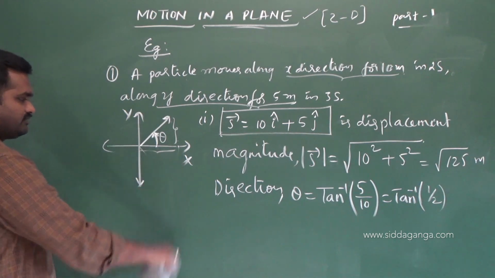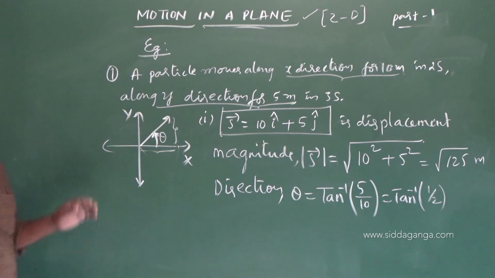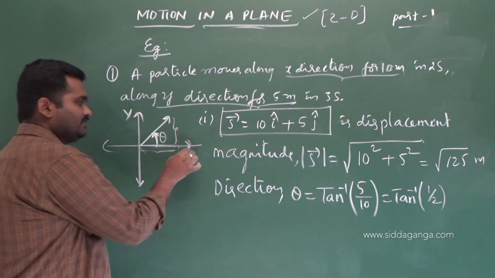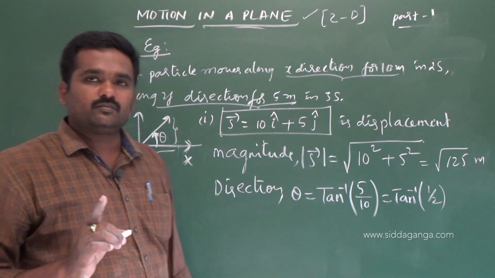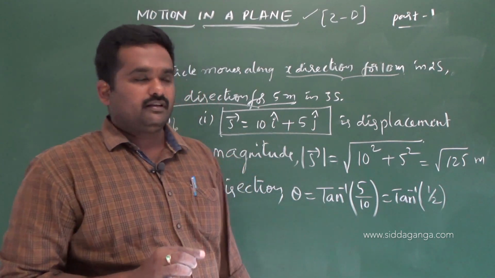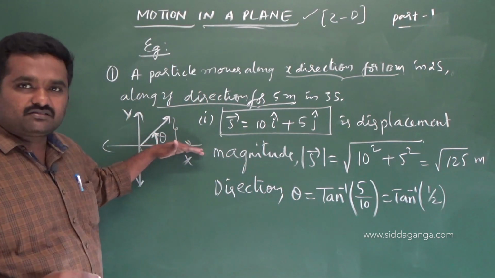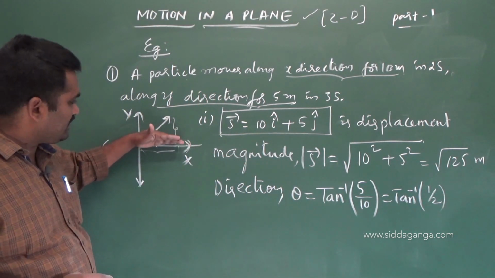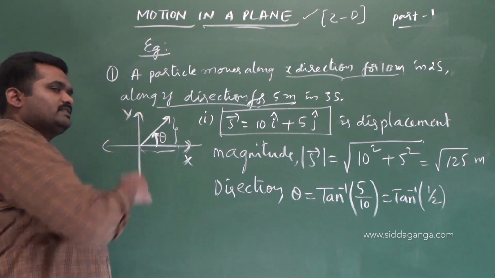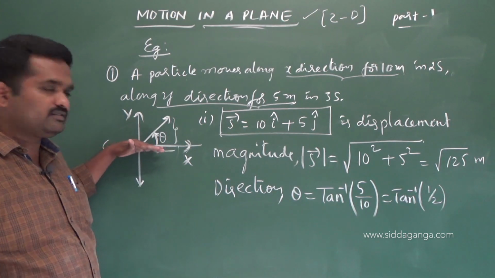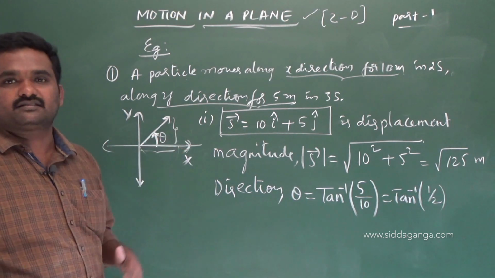In mathematics you have to remember this. Once again I will recall: with respect to the positive x axis, if you measure the angles in anti-clockwise direction, those angles are to be taken as positive. If you measure the angles in clockwise direction, any angle measured in clockwise direction, with respect to what? Generally we take the reference as the positive x axis.